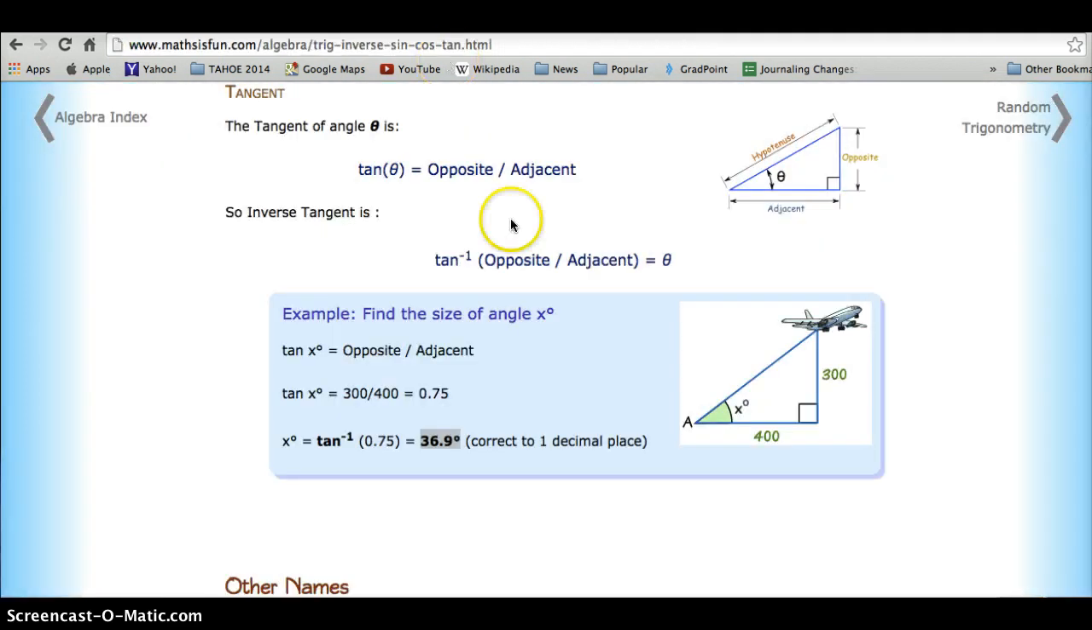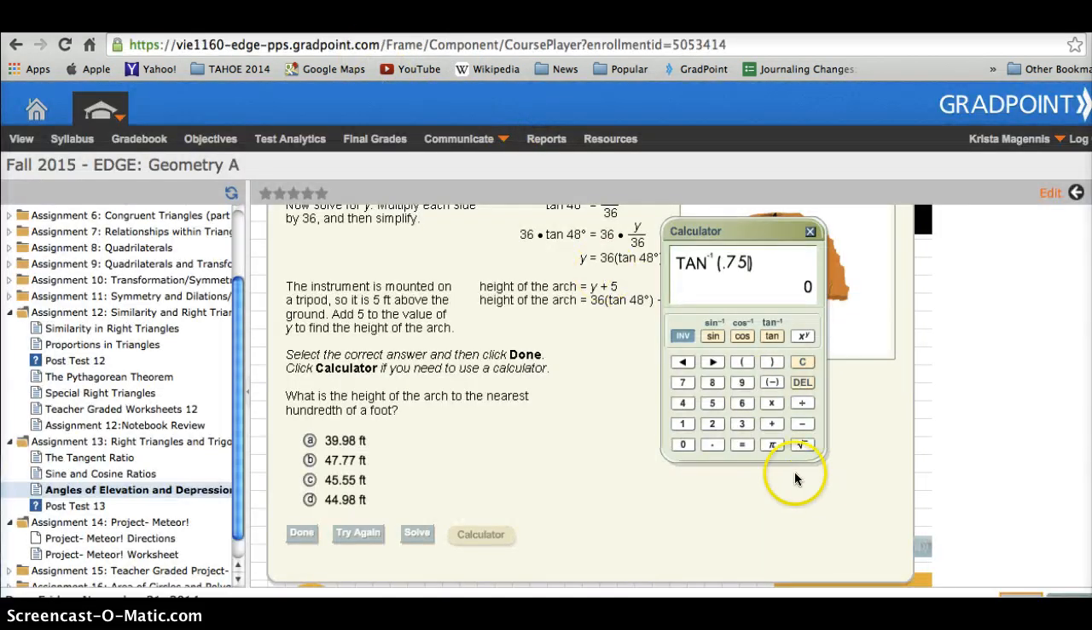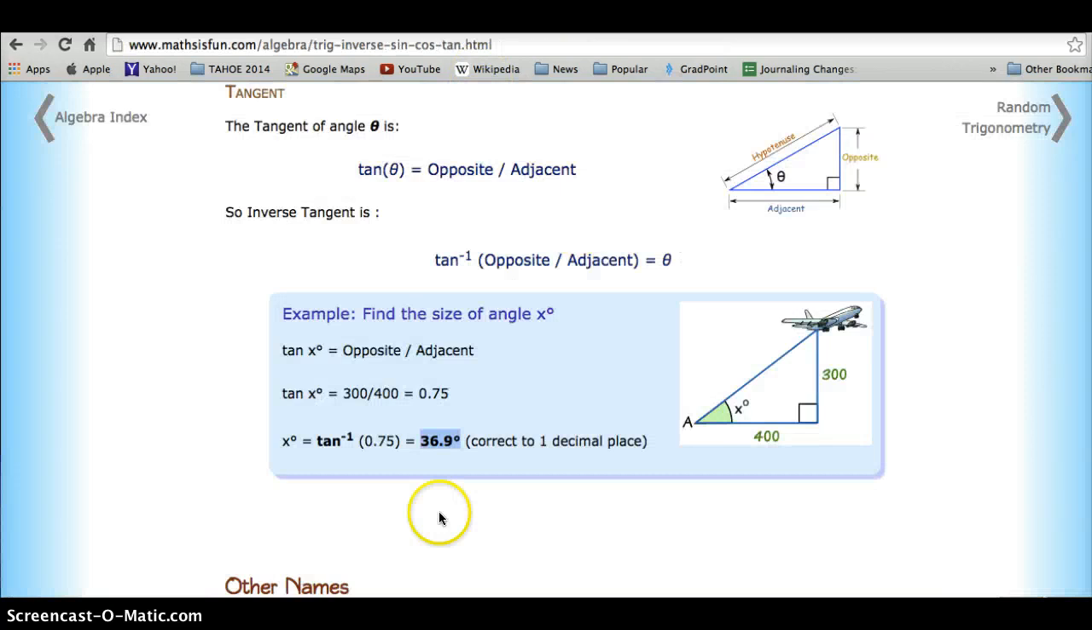And I'm using, again, information from this problem. Just click equal, and you'll see you get 36 point and a bunch of other digits. In this problem, they rounded to the tenth, so we have 36.9.